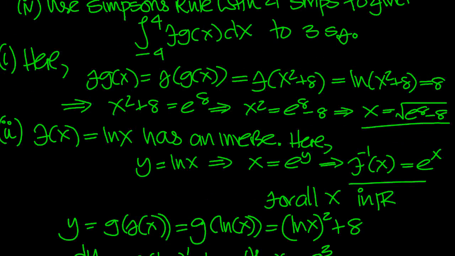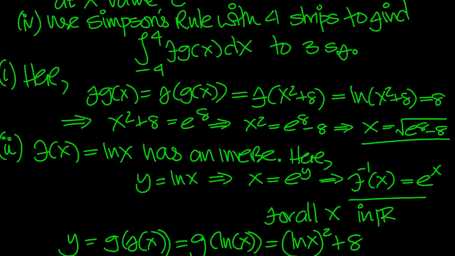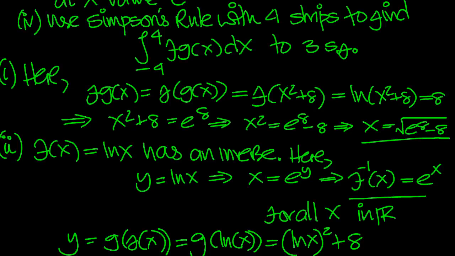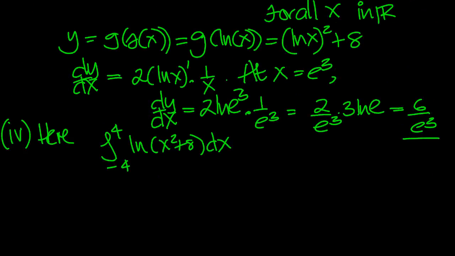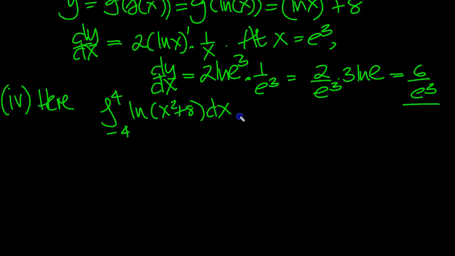Minus 4 and 4. And how many intervals? 4 strips. Simpson's rule, 4 strips to find this value. N is the number of strips, so n equals 4. There's 5 ordinates, so we'll need to input those.